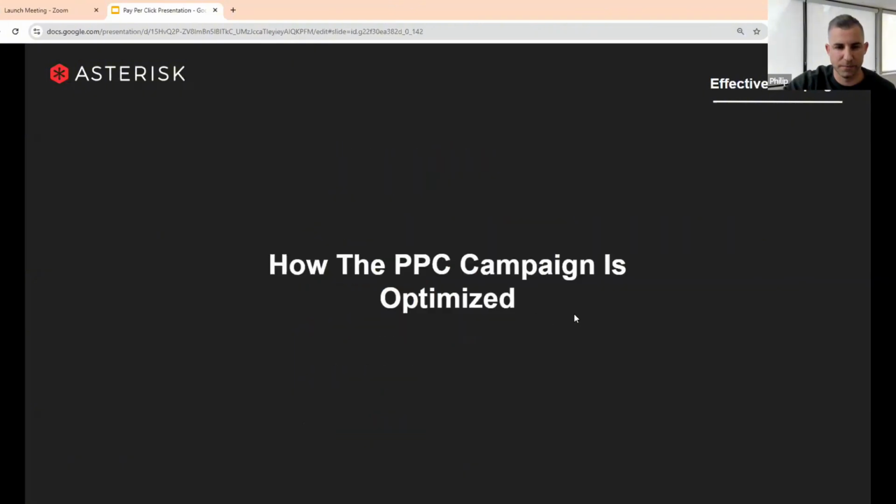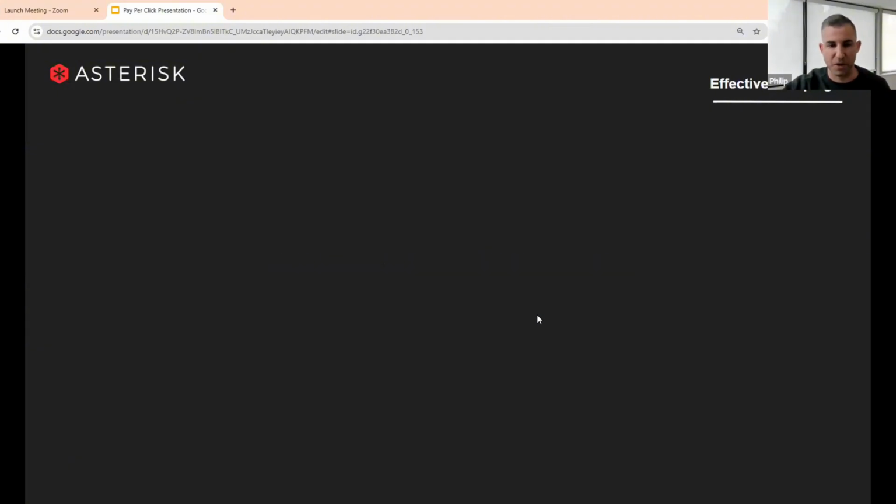And then again, PPC is not just a set it and forget it type thing. There's a lot of things that you can do. You saw all the information previously, so it needs to be optimized. And what that means is monitor search terms.